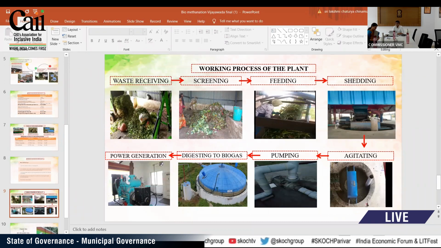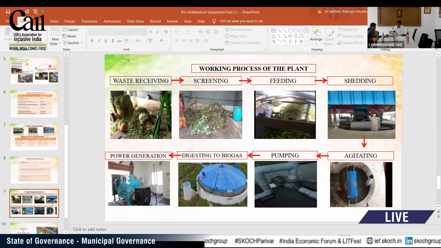Once the biogas, or mainly the methane gas, is produced, it is pumped into the generator. This is the generator, and then through this generator, the electricity is produced, and then it is used to power the sewage treatment plant in case of Ajit Singh Nagar.